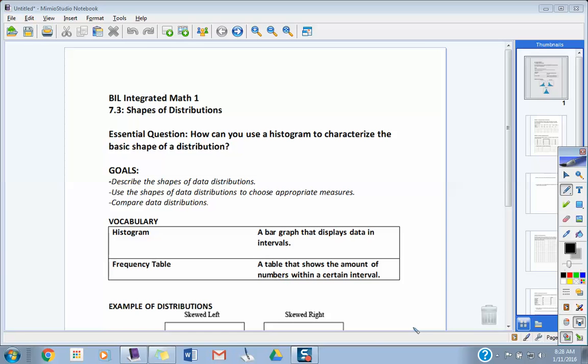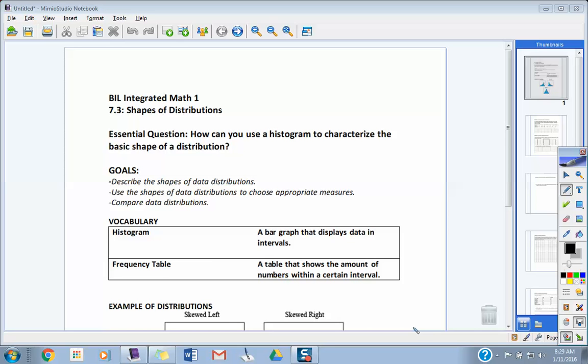7.3 is titled Shapes of Distributions. And what we need to try and answer today is how can you use a histogram to characterize the basic shape of a distribution? So, in order to be able to do that today, we're looking at describing the shapes of data distributions. We're going to use those shapes of data distributions to choose appropriate measures. And then we're also going to compare some data distributions.